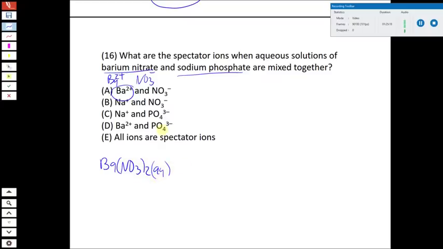And we're always starting with 2 aqueous solutions, so we don't have to worry about the solubility rules of our reactants. We just have to worry about solubility rules for the products that form. Sodium phosphate is going to be Na3PO4, sodium plus with PO4 3 minus.